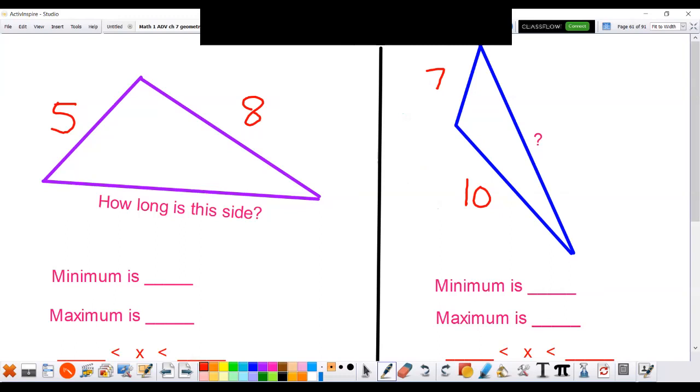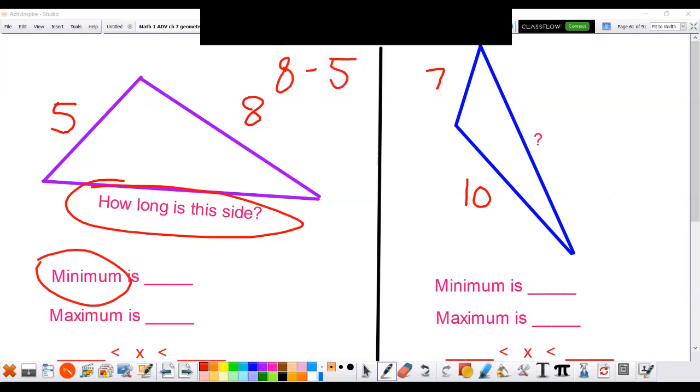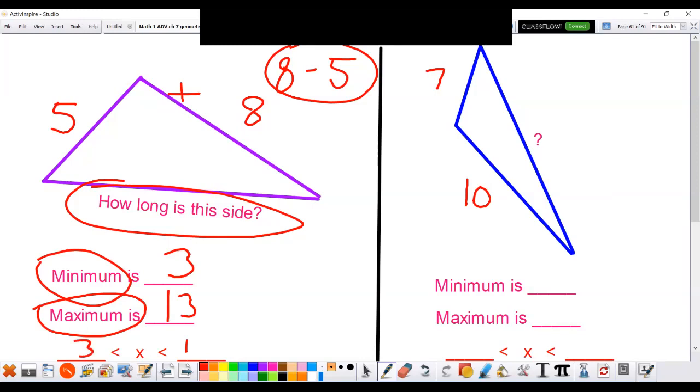Okay, welcome back. So if I say, how long is this side? Well, I don't know. Minimum, what's the shortest it could be? So 8 minus 5. What is 8 minus 5? 3. It can't be any shorter than 3. What's the maximum? What's the longest it could be? 8 plus 5, 13. So this side, we could say 3 is less than x is less than 13. You know the answer is between 3 and 13. So the shortest is 3, the max is 13.